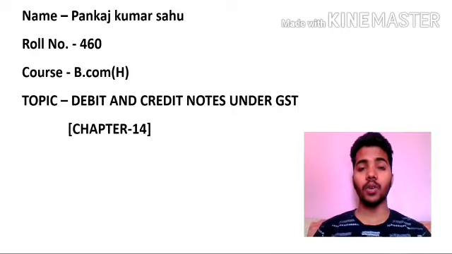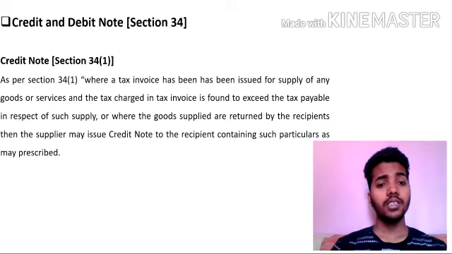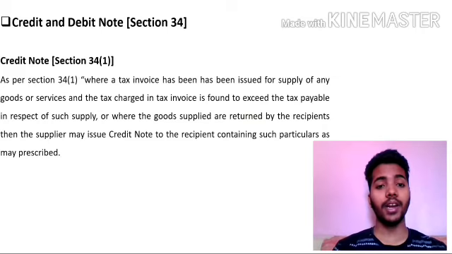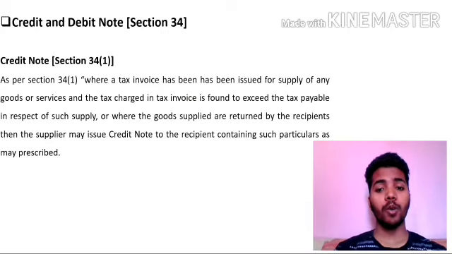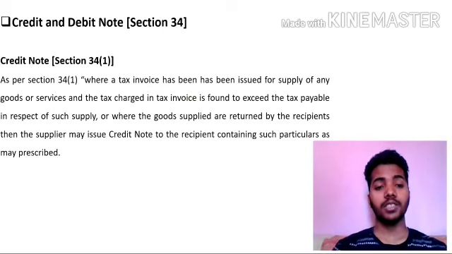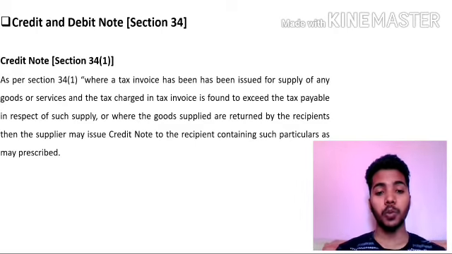Today I am here to discuss the topic debit note and credit note under GST, which deals with section 34. So guys, section 34 defines the credit note and debit note, and credit note is defined under section 34 subsection 1. As per section 34(1), where a tax invoice has been issued for supply of any goods and services or both, and the tax charged in the tax invoice is found to exceed the tax payable in respect of such supply, or where the goods are returned by the recipient, then the supplier may issue a credit note to the receiver of such goods.